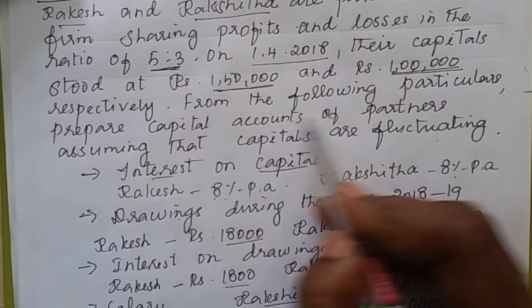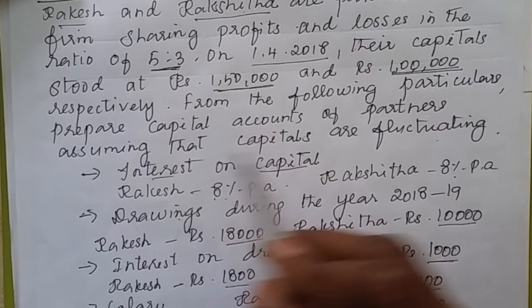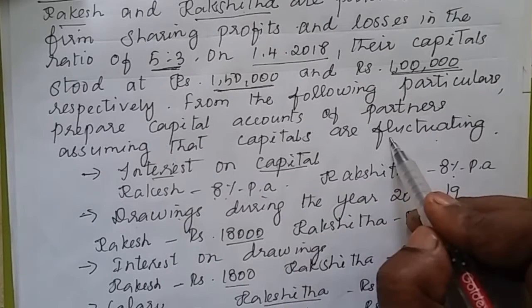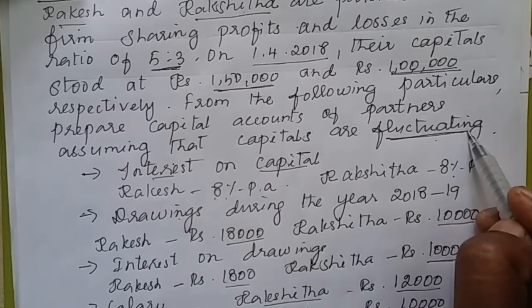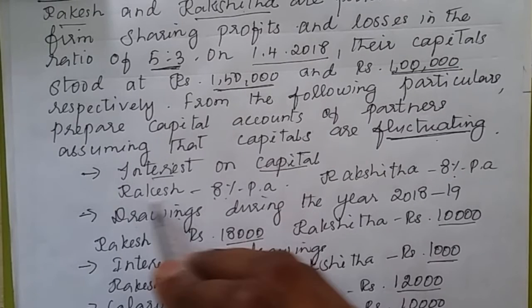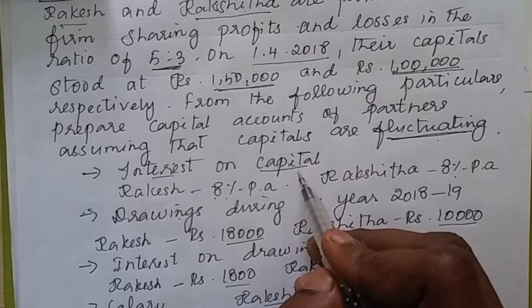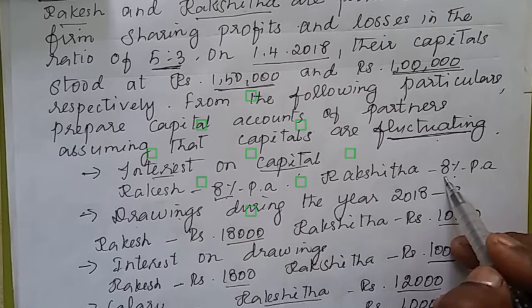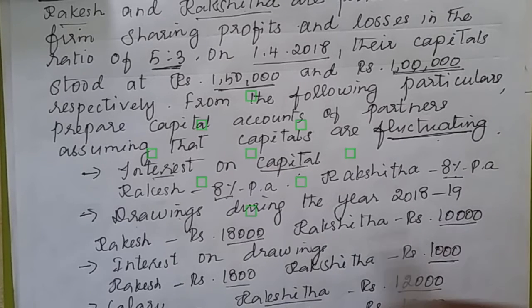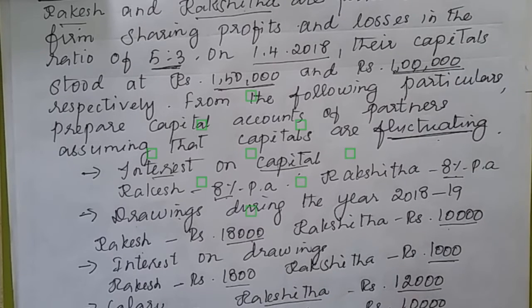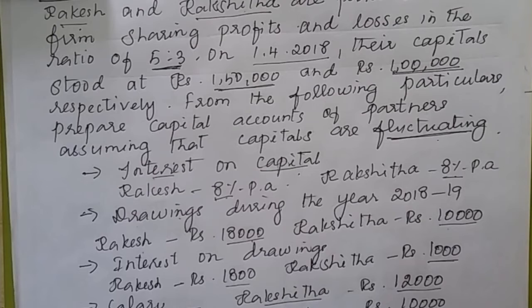From the following particulars, prepare capital accounts of partners assuming that the capitals are fluctuating. By seeing this, you should understand it is a fluctuating capital method. So what is the first one? Interest on capital, 8% for Rakesh and 8% for Rakshita. Drawings during the year: Rakesh's drawing is 18,000. Rakshita's drawing is 10,000.